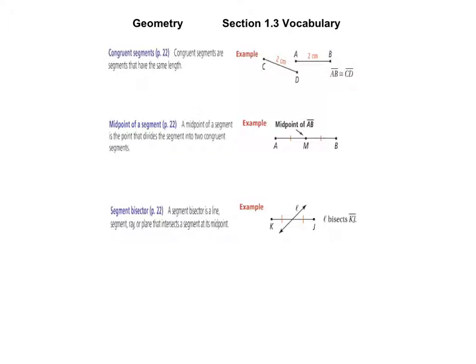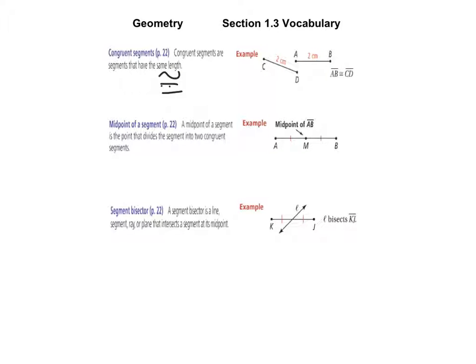Okay, congruent segments. Congruent segments essentially are segments that have the same length. Two congruent segments are essentially two segments that are equal. It's very similar to that. But you'll notice, as you see here in the symbol, the congruent symbol is an equal sign with a little squiggly line up top. That's the congruent symbol.